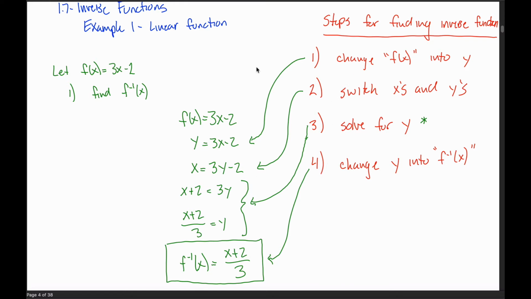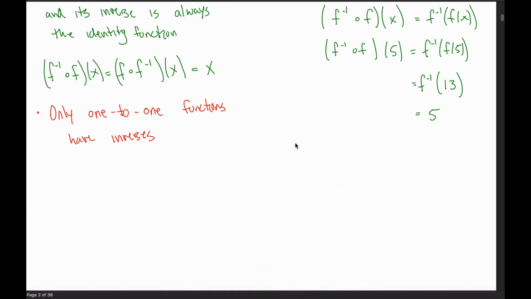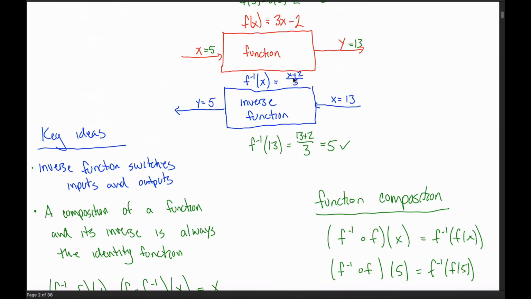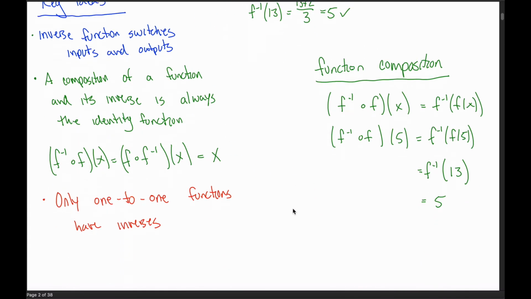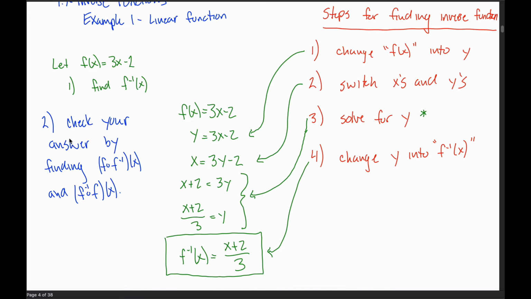It's worth pointing out that this (x plus 2) over 3 is exactly what I claimed the inverse function was up here, which is good. That means I don't have to go back and redo another video. But if we weren't sure, if we were worried that we made a mistake, we could use the fact that a composition of a function and its inverse is always equal to the identity function to kind of check our work. I'm going to add a step 2 here, which you certainly should not always do.